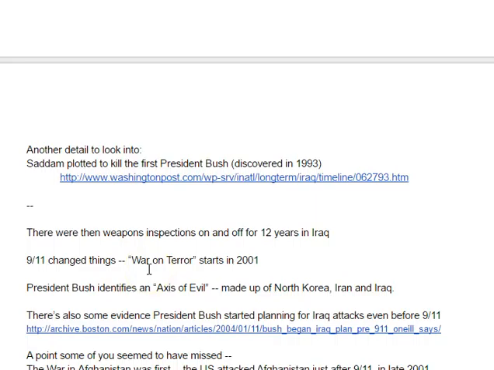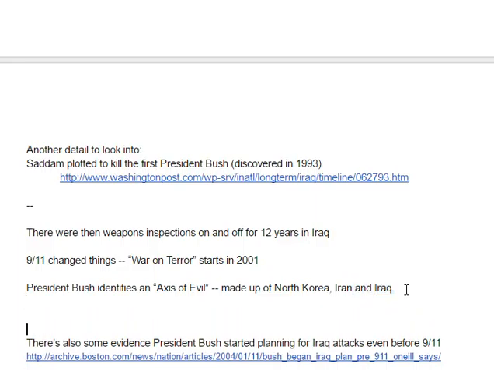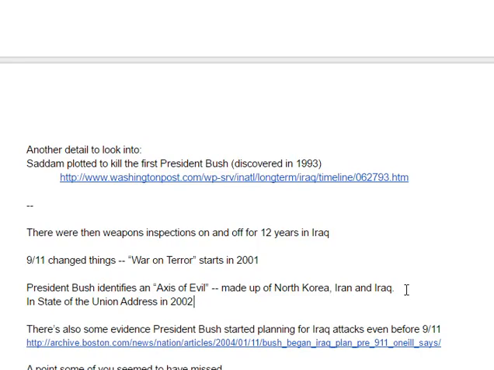And when the United States was attacked by Al-Qaeda, the war on terror started. And what brought us into Iraq was President Bush making his State of the Union address in 2002 and identifying an axis of evil. And that's made up of North Korea, Iran, and Iraq, which is probably the least powerful of those nations. And this is in his State of the Union address in 2002. You can look that up.